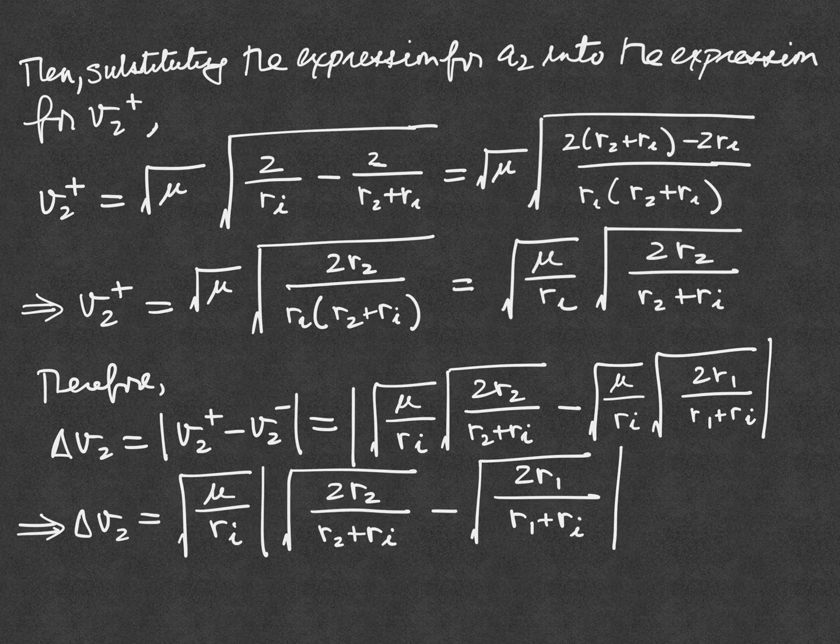Now, given this last expression, and given that delta V2 has to be positive, we need to know which of the terms in the absolute value is bigger, because whichever one is bigger, we can do the subtraction in such a way that we obtain a positive result. So we have to figure out, is the first square root bigger than the second, or is the second square root bigger than the first? So we're going to do that next.